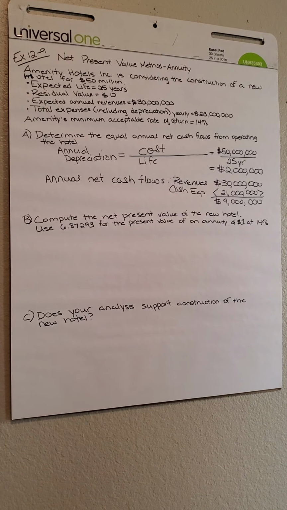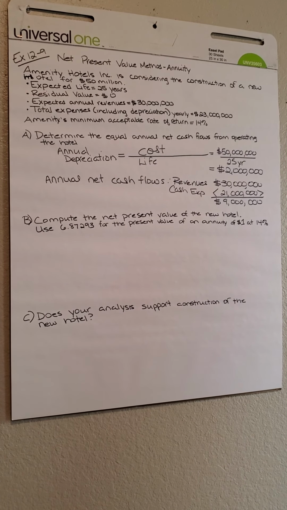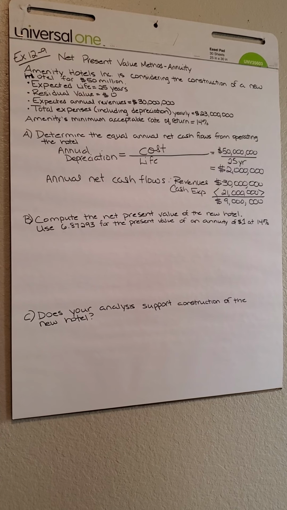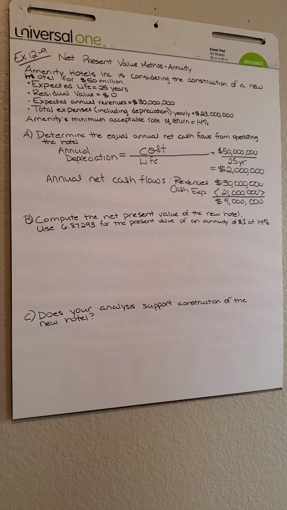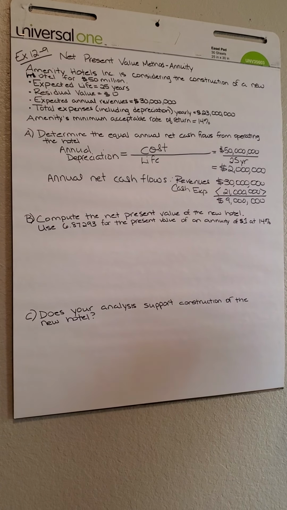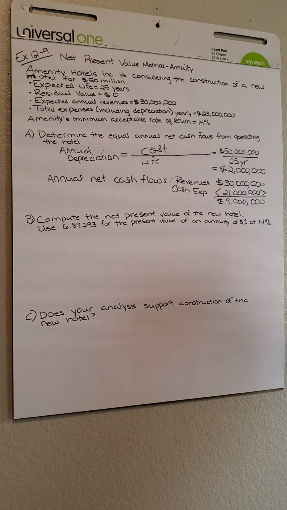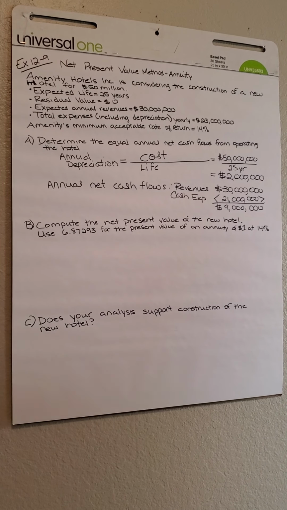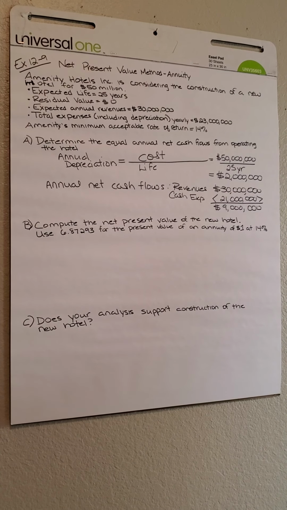So here, the problem gave us everything we need to make our calculations. It says, compute the net present value of the new hotel. Use 6.87293 for the present value of an annuity of $1 at 14%. Remember, there's also net present values of a lump sum, so you want to make sure you're looking at the right table. Here they gave us everything that we needed.